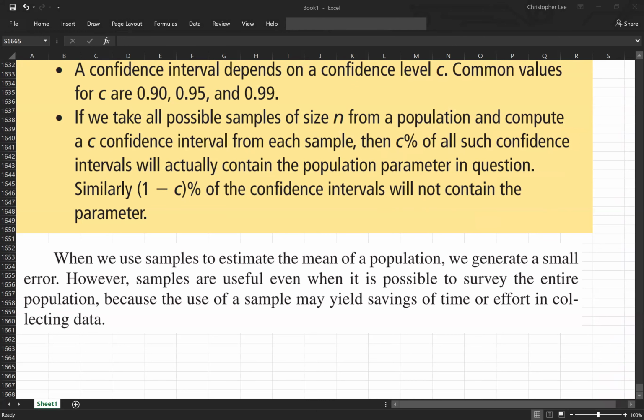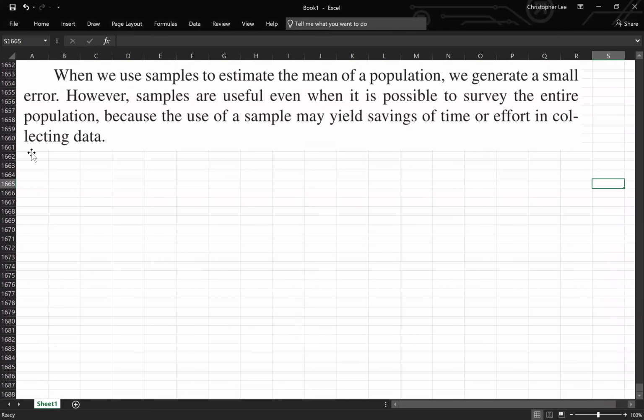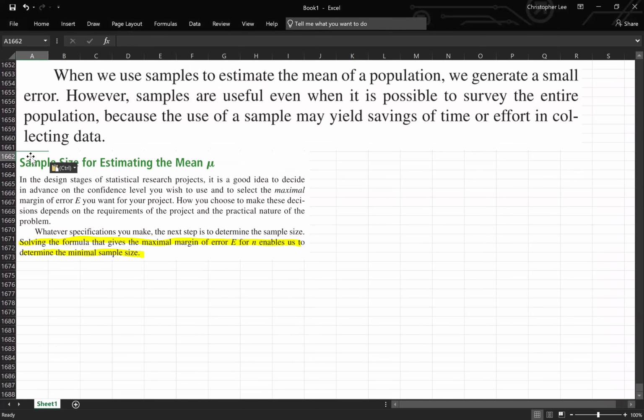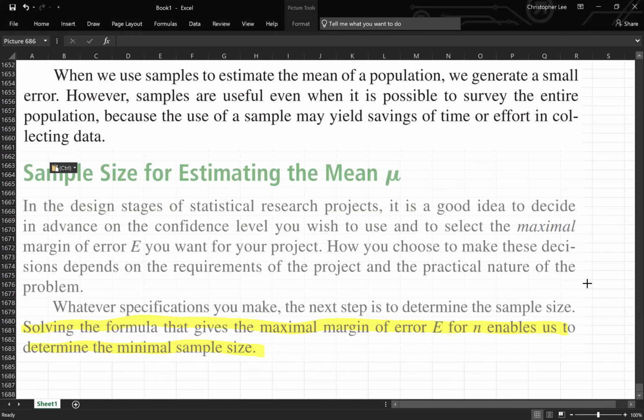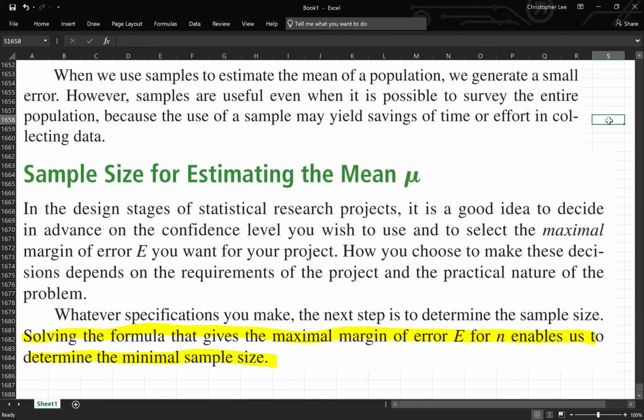All right, this next point is going to be real cool. This is going to be real dope right here. Check this out. So now we're going to look at the sample size for estimating the mean mu. And this is going back to someone's question over here. I don't remember who asked it.